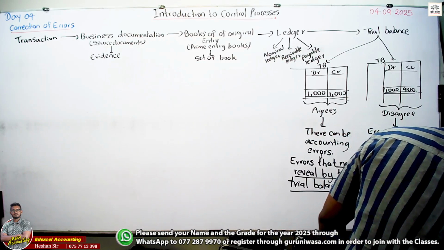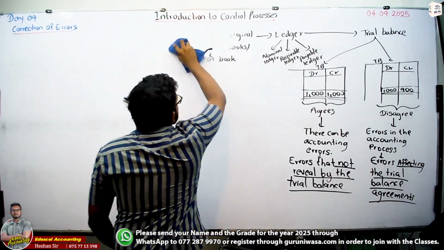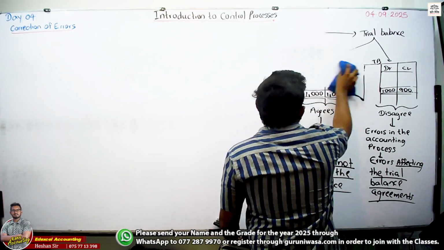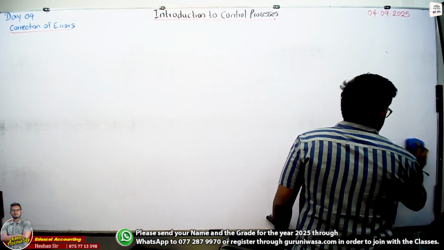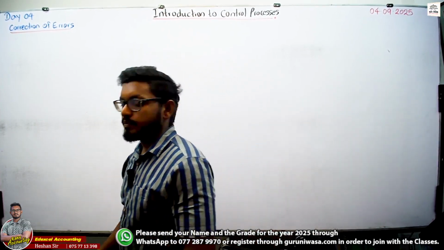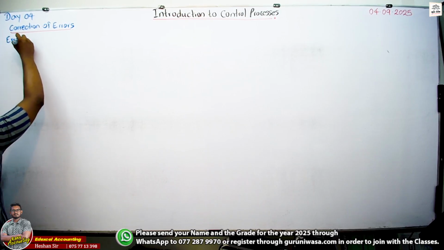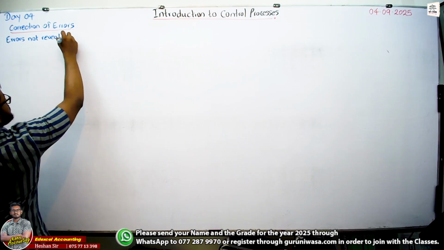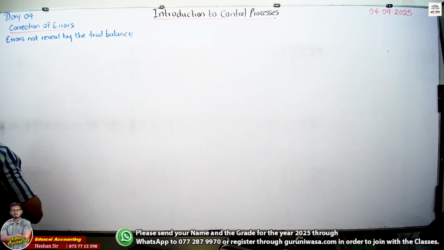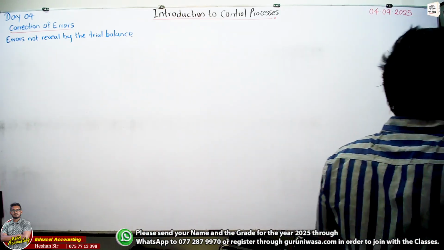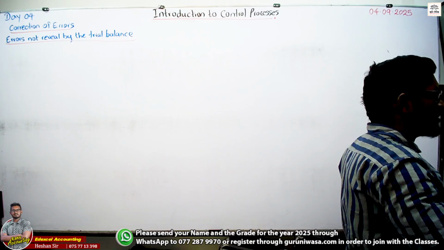So let's write the subheading. Write the subheading: errors not revealed by the trial balance. Got it? Right. So let's read.